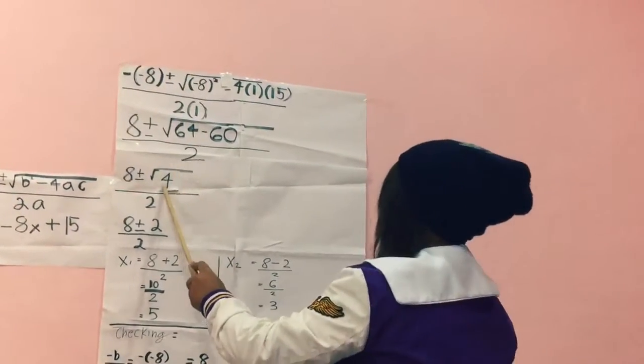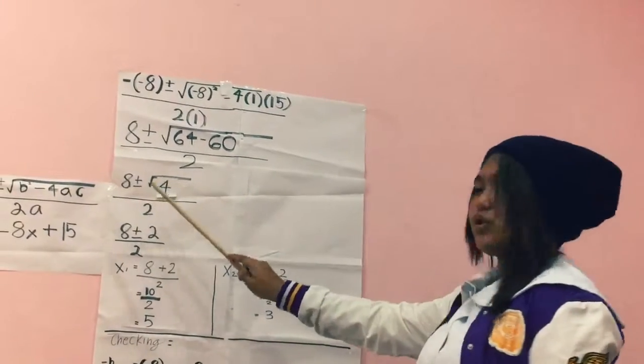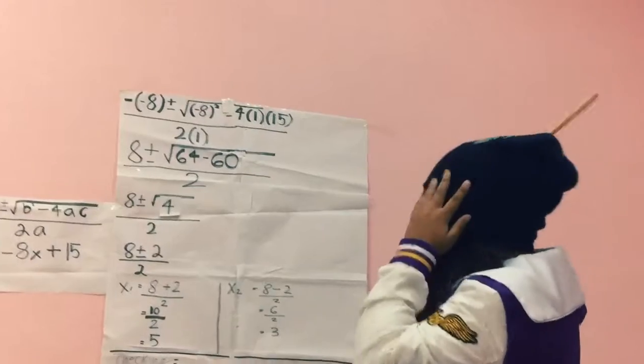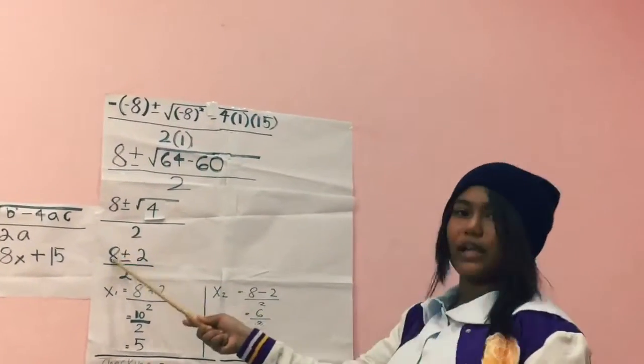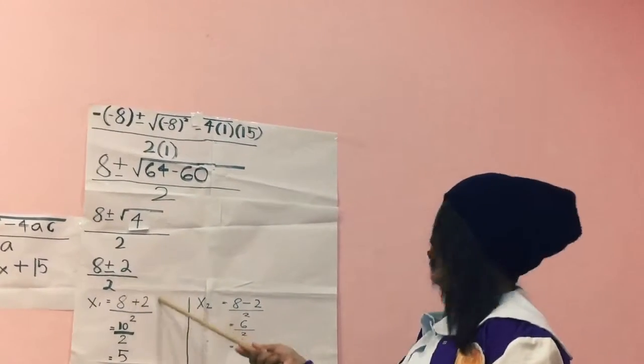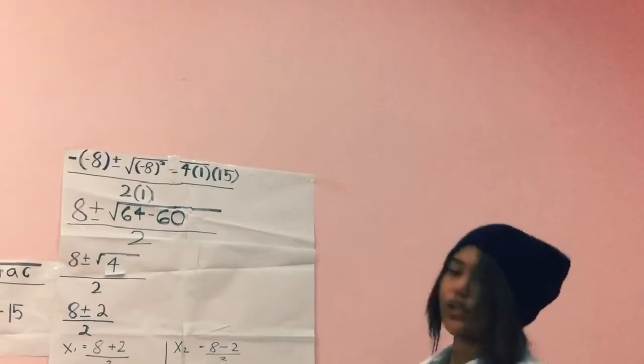So it will be 4 here. Your 8, you'll just copy your 8 and you also just copy your 2. Then you will take the square root of 4. So 8 plus minus 2 over 2. And that's your answer.